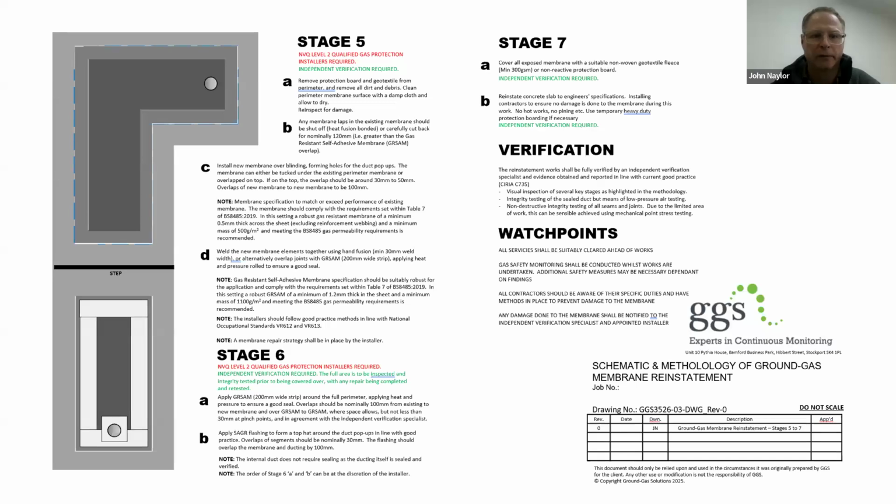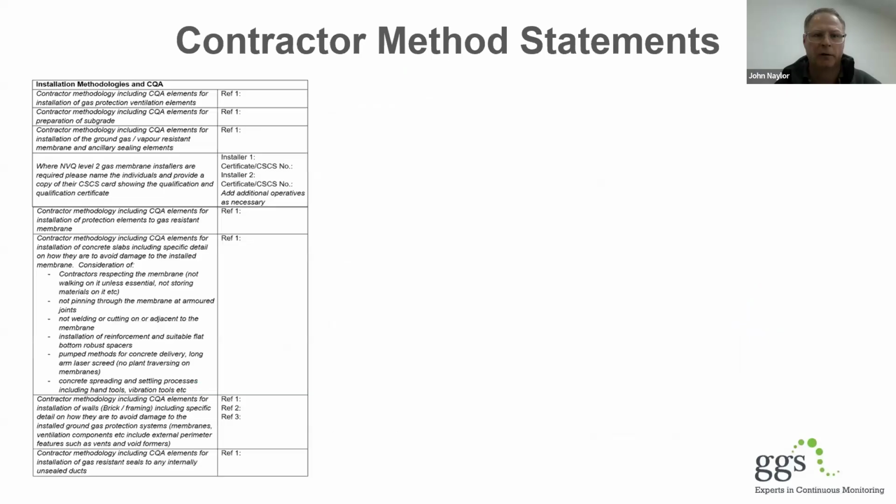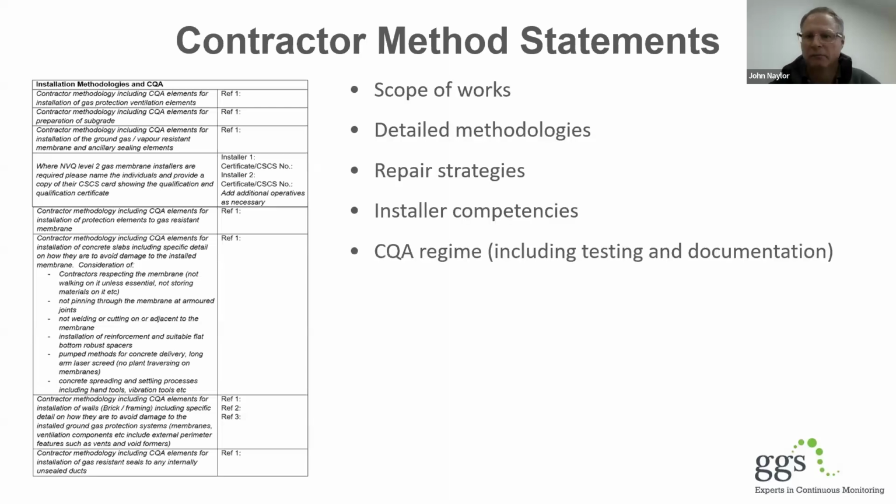Then just go through the different stages. So this is stages 5, 6, and 7, which talk about reinstatement of the membrane, and then some verification and watch points of what needs to be done. Designs and staging like that show people what they're expecting to do and make things go a lot easier. Another thing that we tend to find missing are construction method statements. And here's a checklist for what we might want to see from the different contractors. That shouldn't be unusual.